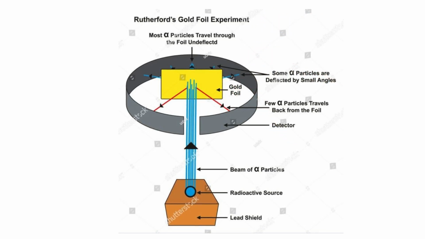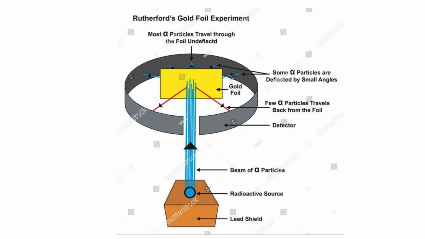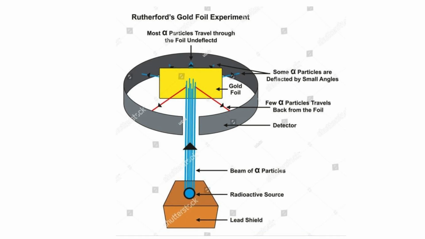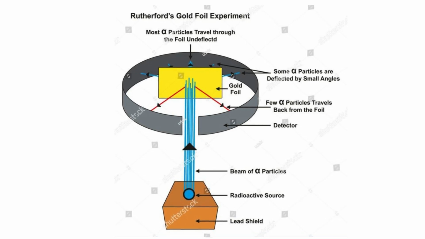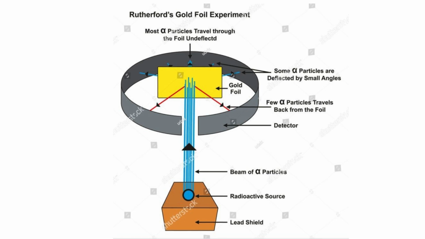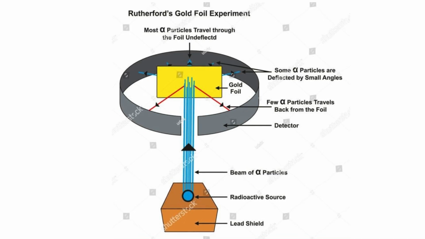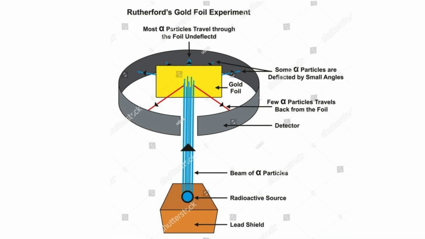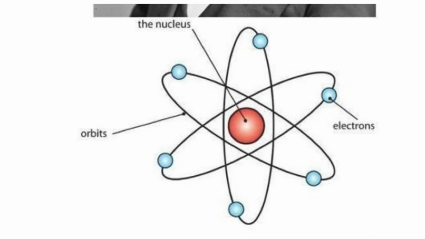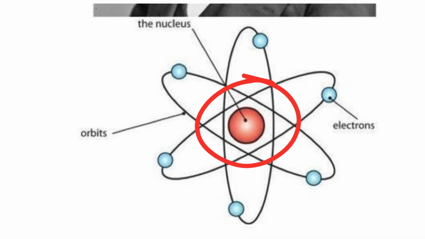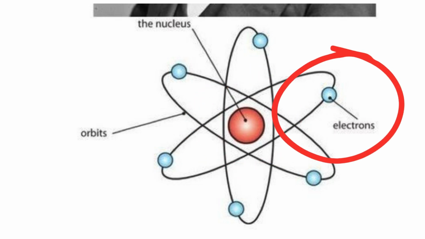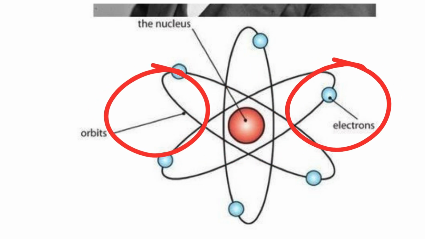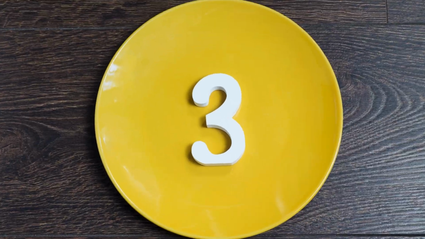This led Rutherford to propose the existence of a small, dense nucleus at the center of the atom, surrounded by a cloud of electrons. Rutherford's experiment was a major breakthrough in atomic physics and led to the development of the planetary model of the atom. In this model, the nucleus is at the center of the atom, and the electrons orbit around it like planets around the Sun.